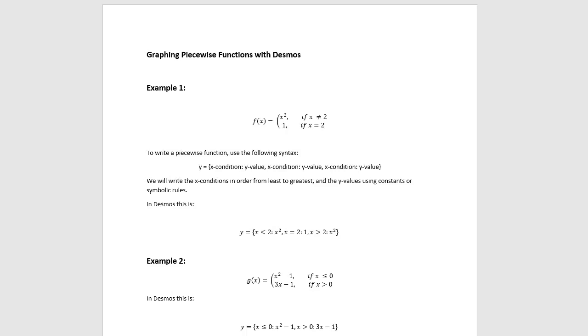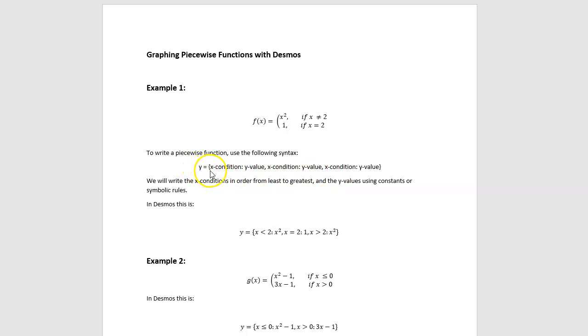If you take a look at it, you can see the first one is f of x is x squared when x is not equal to 2, and it's equal to 1 when x is equal to 2. In order to graph this piecewise function in Desmos, we're going to use the following syntax.